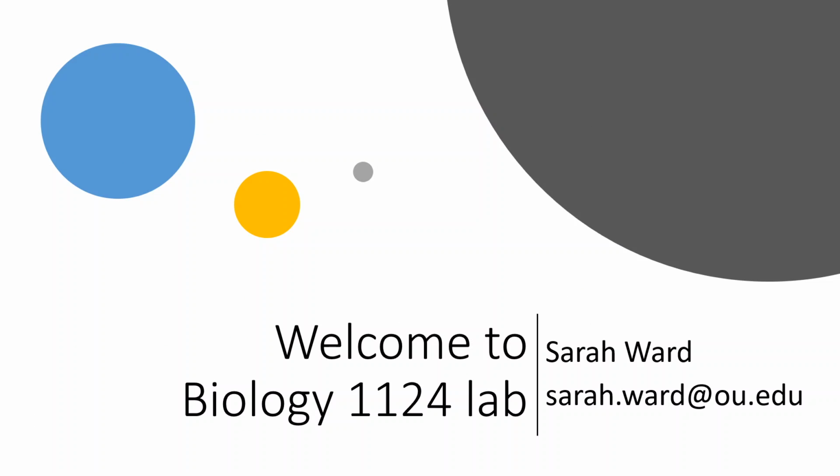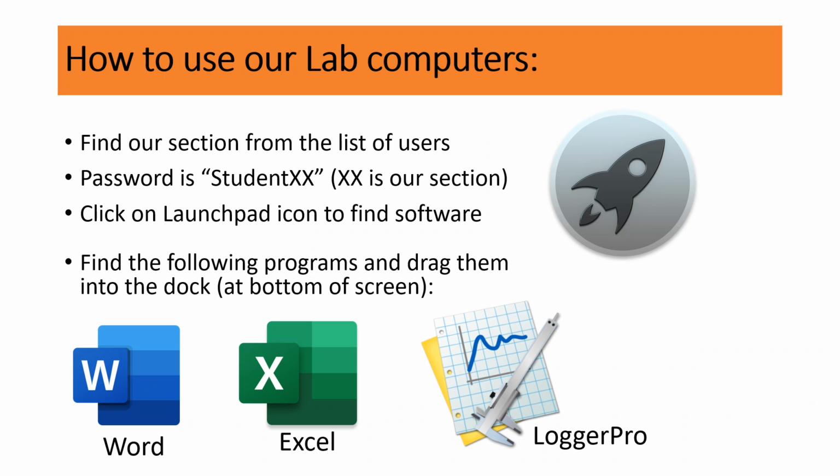So this is the lecture that I'll be giving in class to the in-person students. Some of it's relevant to you, some of it's not, but I'll just glance over the parts that don't really matter for you as much. Basically, to use the lab computers is the first thing we talk about. Since the lab computers are Macs, they have this little rocket ship looking thing, which is called the Launchpad. Students log in with the password studentxx, and the xx is the section number, so either 21 or 50, depending on which section you're in.